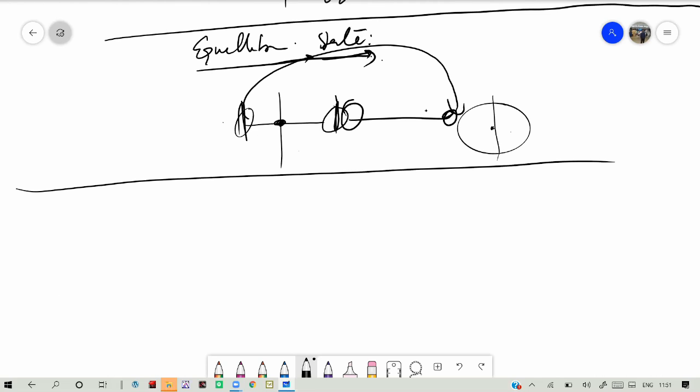Now from here we will take an approximation in which we consider that the molecule has only vibrations and rotations.